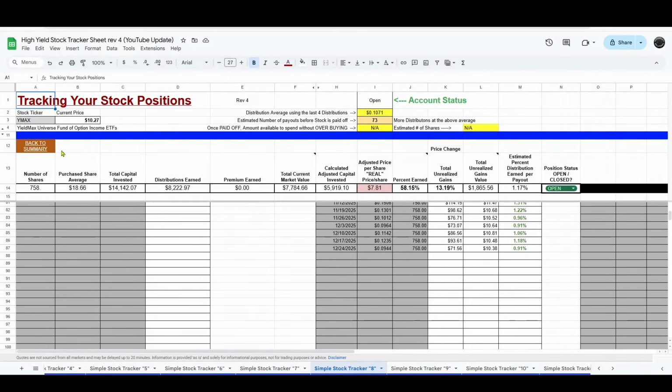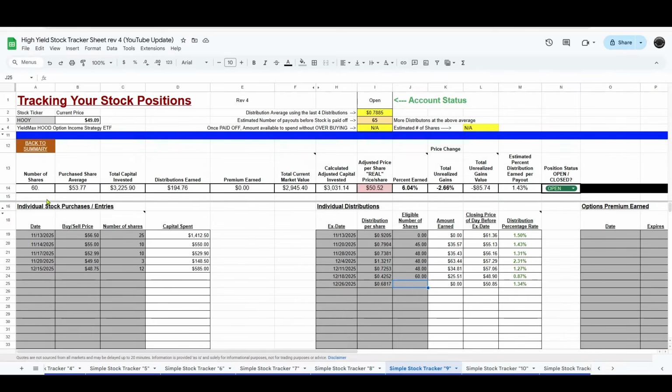Not too bad. YMAX. We filled this one out previously, and I have a real price per share of $7.81, and the current price being $10.27. This one here is also profitable. If I were to sell out of YMAX and sell all my shares at that current price, I would make about $1,800.